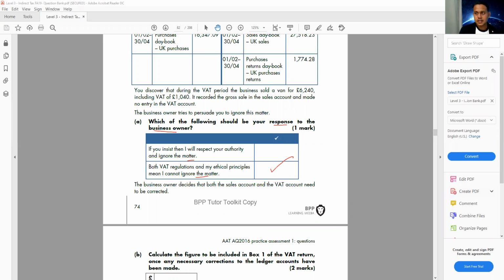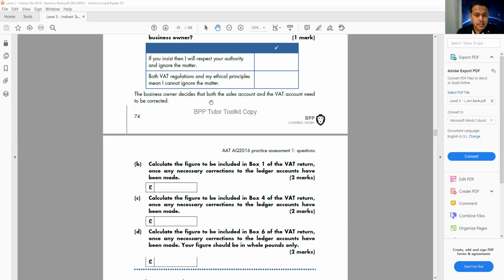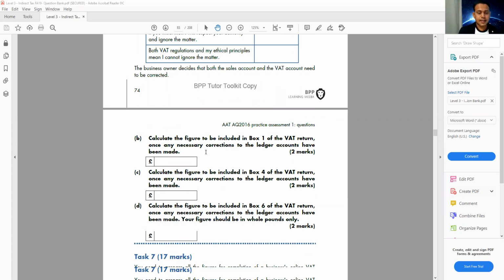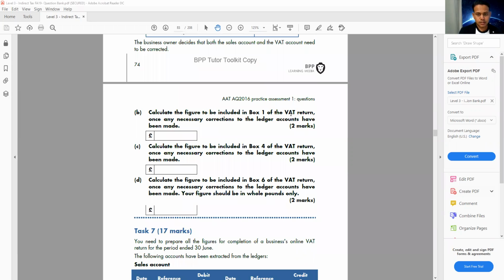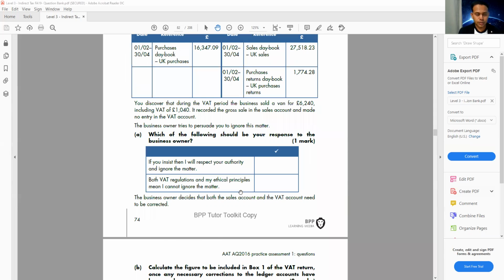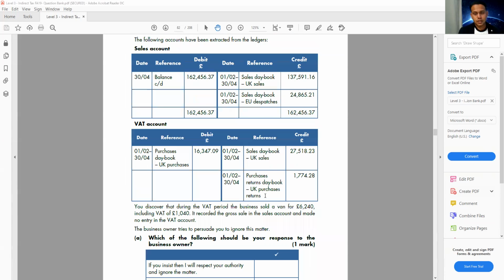Okay, what is the next point here? The next thing here, they said the business owner decided that both the sales account and the VAT account need to be corrected. So we need to calculate the figure to be included in box 1. We're looking for how much will be in box 1 of the VAT return once any necessary corrections to the ledger accounts have been made. So in box 1, we know what we're going to include, isn't it? How much are you going to include on box 1?